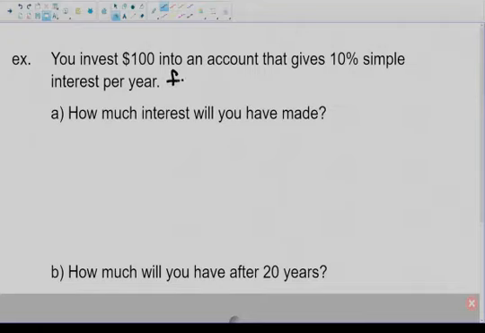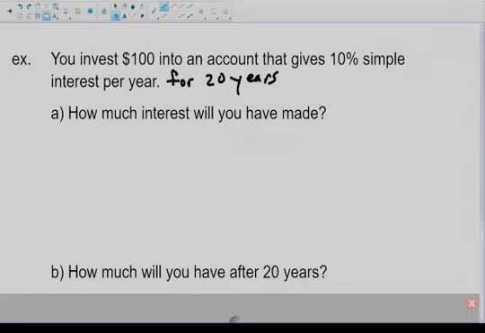Yeah, this was supposed to say for 20 years, folks. Okay, you can see in my part B here, I just forgot to mention that you needed to know that for the first part. So how much interest will you have made on an investment of $100 at 10% interest, simple interest per year, if you invested for 20 years?